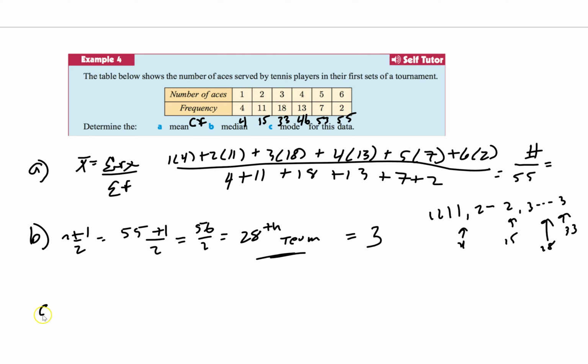And then part C here, find the mode. Easiest thing in the world, just look at the one that has the most values, the highest frequency. That is 3 also. So that's how I do it by hand.